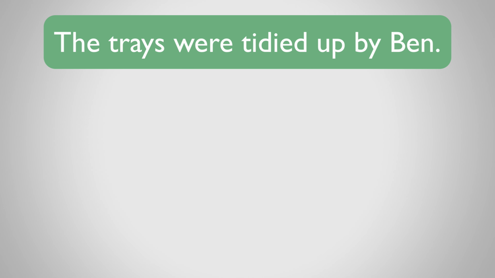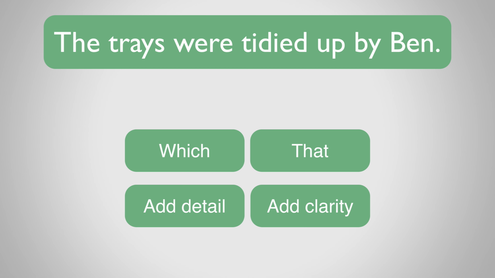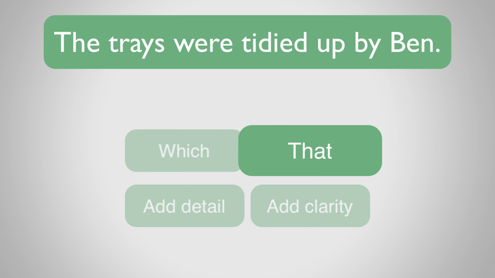Okay, we're now ready to add an embedded clause to add detail about the trays. Since the trays aren't alive, we'll use which or that as our relative pronoun. As a general rule, use which to add detail and use that to add clarity. I'd like to clarify which trays it was that Ben tidied up, as it was the trays that had been left behind. So I'll be using the relative pronoun that.